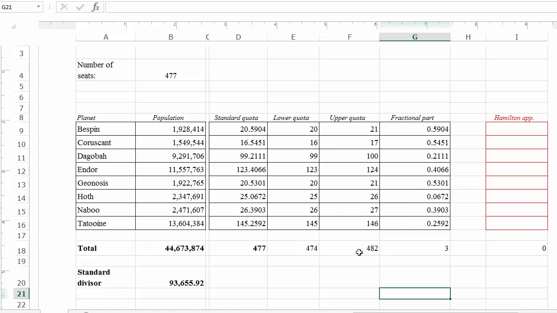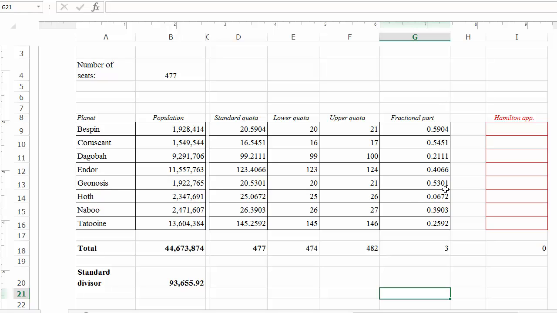So now what Hamilton's method says is we look at the fractional parts and we use that to determine the remaining seats. I said that since all the lower quotas total to 474 and the number of seats we actually have is 477, we have to give out 3 extra seats. The way we're going to do that is by looking at the fractional parts. Namely, we're going to rank the fractional parts from largest to smallest, and then we're going to give the extra 3 remaining seats. We're going to give one to the largest fractional part, and then so on down the line until we've run out of seats.